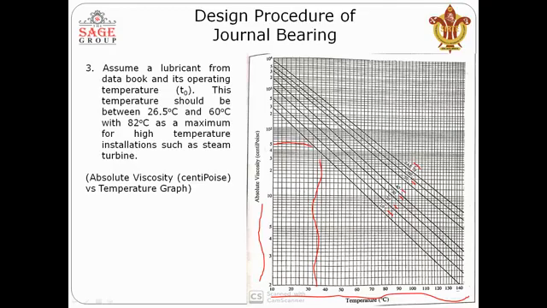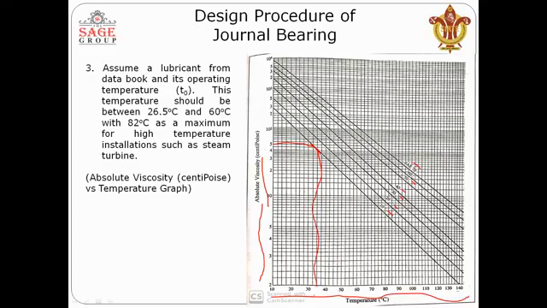Where these two lines meet on the SA10 line, or SA20 or SA30 line, whichever lubricant we have selected, we will check the absolute viscosity of oil in centipoise over here. Fine, we will get the absolute viscosity of oil in centipoise. We have selected the operating temperature, so here we will get the value of Z. Fine.